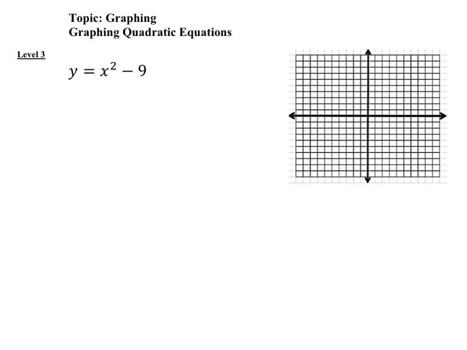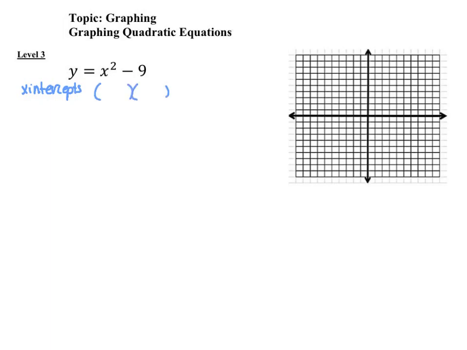In this lecture, we are going to be graphing quadratic equations. The equation that we have is y equals x squared minus 9. The first thing I need to do is find the x-intercepts. I could solve this by using factoring and then ZPP, or I could use the quadratic formula. I'm going to go ahead and factor this one because I noticed right away that it's difference of squares.